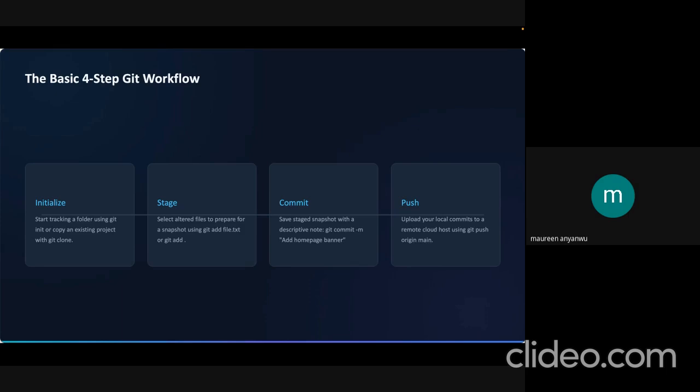Then the next thing is to commit. So it means you're saving staged snapshots with a descriptive note. So the git command you use here is git commit -m, and then you open your quotes and then write the commit message. So in this case, your commit message is usually a description of what changes have been made to this file or what features or what has been done basically. So when you proceed more in software development, there are ways you write commit messages, but for now we won't really go into that.